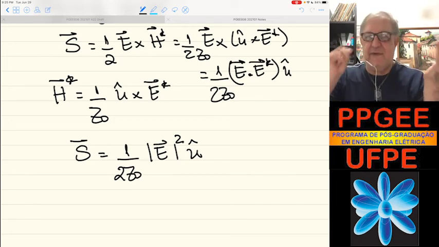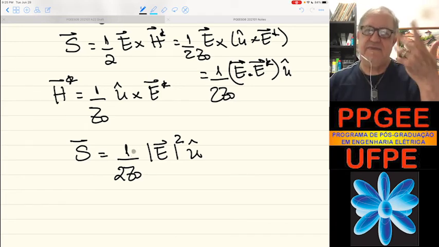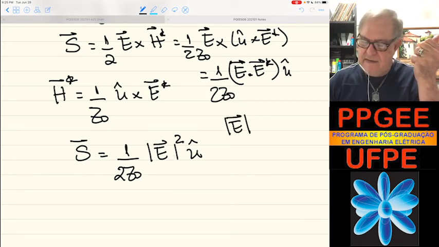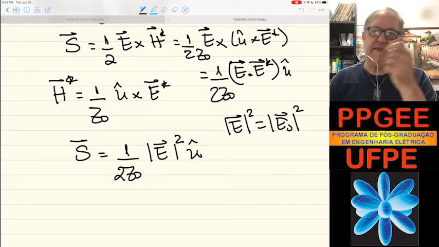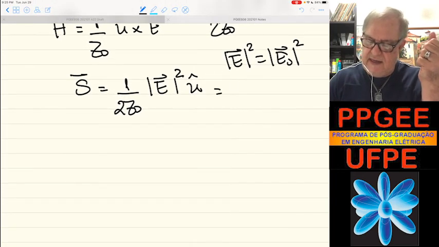Very simple relationship, right? Voltage squared divided by impedance, but that's density, so it's per unit area. Notice that the magnitude of E squared equals the amplitude E0 squared, because the magnitude of the exponential equals 1. So that can also be written like this.